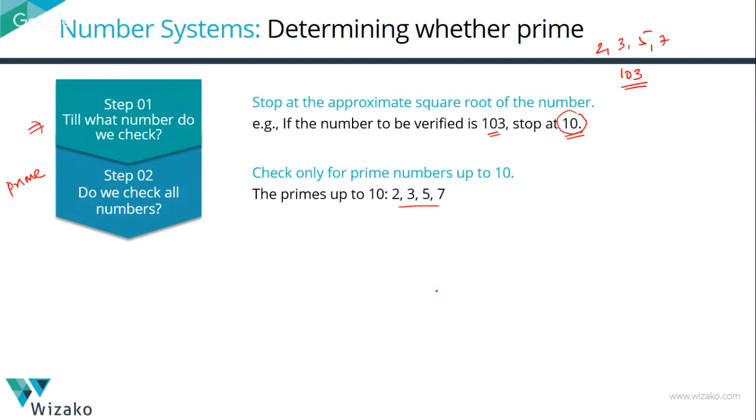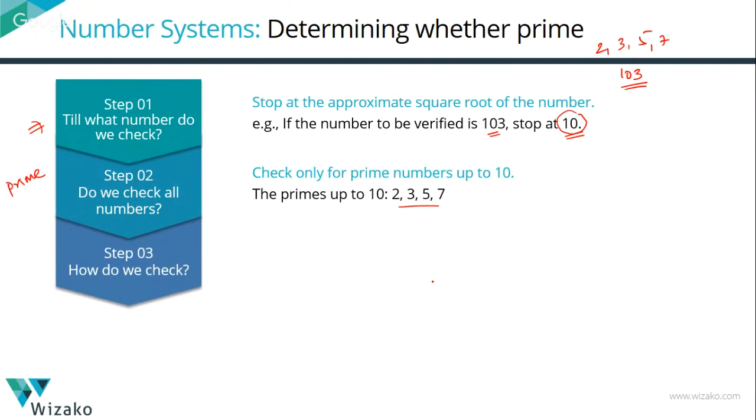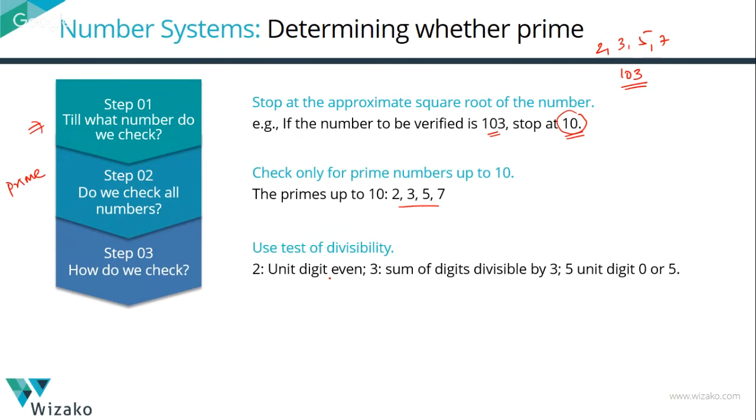Next, we need to check whether any of these 4 numbers will divide this 103. How are we going to go about it? This is where tests of divisibility that we may have learned in school will come of use. So what is the test of divisibility for 2? Whether it's an even number. 103 is certainly not divisible by 2. It's not even. Test of divisibility for 3: the sum of the digits should be divisible by 3. So this number is not divisible by 3. Test of divisibility by 5: it's evident the number should end with a 0 or with a 5.